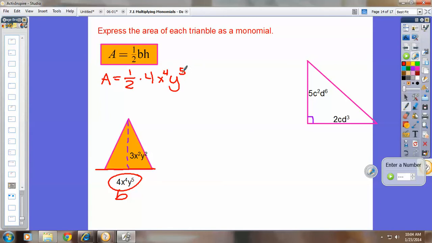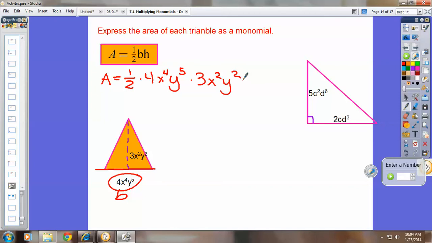Times the height. Well, what is the height of this triangle? It's given right here: 3x to the 2nd, y to the 2nd. You guys know enough about monomials that you should be able to simplify this. Can you simplify this expression? Yeah, we should be able to.